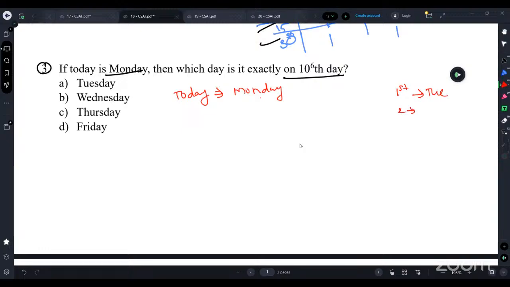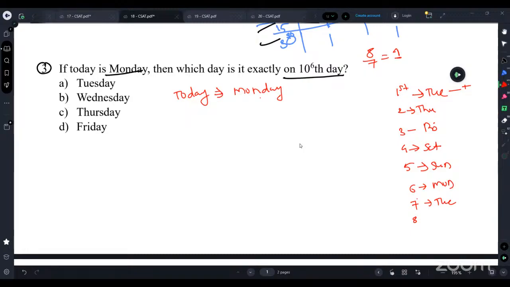What will be second day? It will be Thursday, right? What will be third day after this Monday? It will be Friday. What will be fourth day? It will be Saturday, right? What will be fifth day? Sunday. Sixth day, it will be Monday, right? And seventh day, again, it will be Tuesday. So after 7, the eighth day basically. If you divide 8 by 7, you get a remainder of 1. So again, it will start with Tuesday, right?